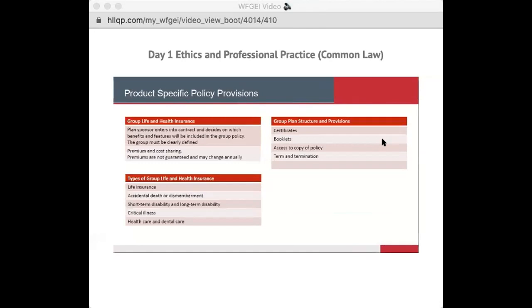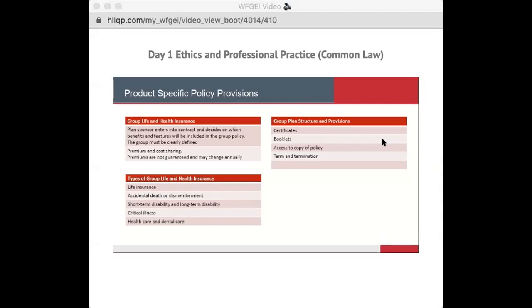So we also have what's called group insurance, of course. So we have group life and health. These are basically plans that are sponsored by your employer, and they basically have benefits and features such as life insurance, accident, sickness, drugs, dental, things of that nature.